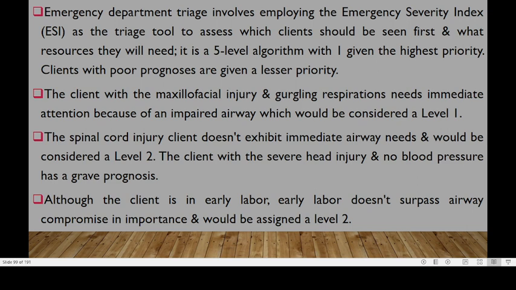The client with maxillofacial injury and gargling respiration needs immediate attention because of an impaired airway, which will be considered level 1. Spinal cord injury doesn't exhibit immediate airway needs and will be considered level 2. The client with a severe head injury and no blood pressure has a grave prognosis. Whether the client is in early labor doesn't surpass airway compromise in importance and will be considered level 2.